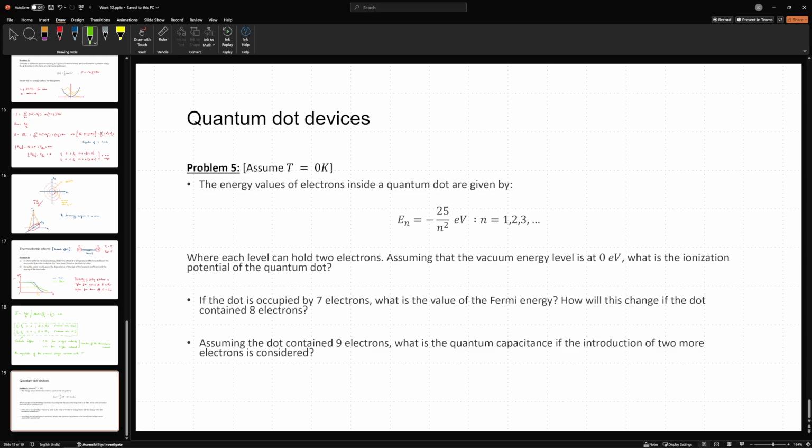5 for this slide. So here we are looking at a quantum dot device. So what I'm saying is the energy spectrum is given by En equals minus 25 by n squared electron volts. Essentially, there are two implications here. So first, negative energy. Negative E implies bound electrons.